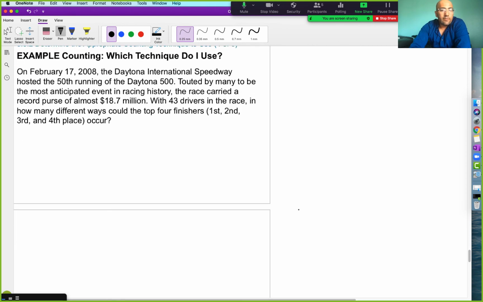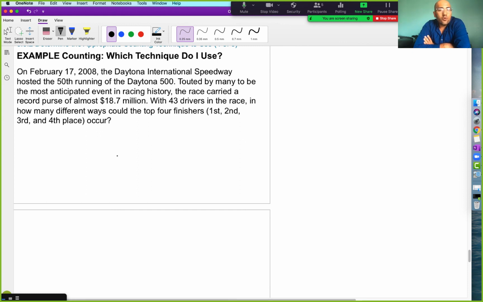Okay, how about this example? On February 17, 2008, the Daytona International Speedway hosted the 50th running of the Daytona 500. Touted by many to be the most anticipated event in racing history, the race carried a record purse of almost $18.7 million. With 43 drivers in the race, in how many different ways could the top four finishers, 1, 2, 3, and 4, occur?